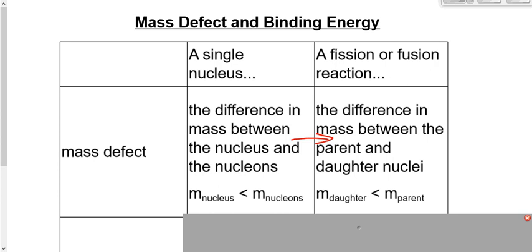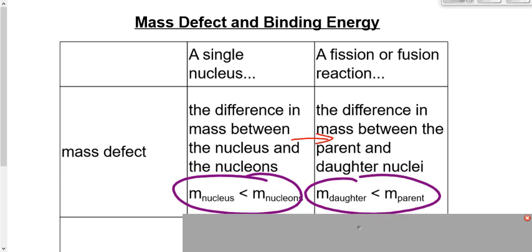Now you can write this down. When it comes down to it, if you remember this, that's pretty much going to take care of it. The mass defect shows us that the nucleus weighs less than what makes up the nucleus, and it shows us that the daughter, or you can call it the product, weighs less than the parent or the reactant.